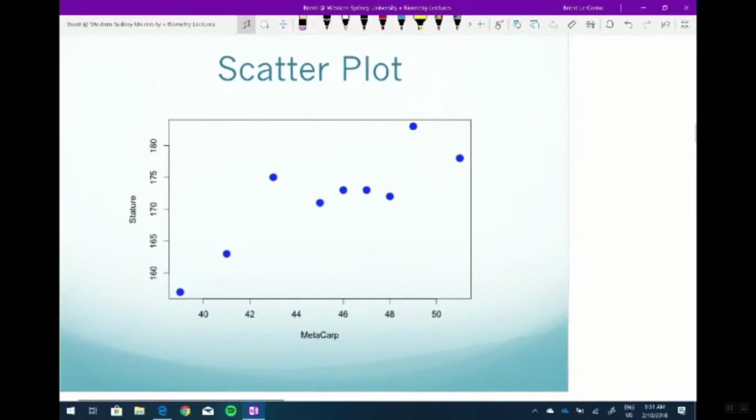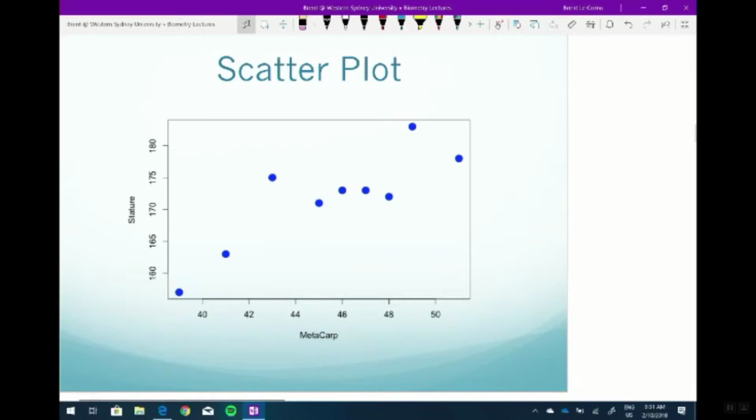So we're going to actually apply this now. This was our data, 9 points of data, length of metacarpus, and stature, a person's height. Looking at that, is the correlation coefficient going to come out to be positive or negative? That's the first question I want to ask you. Positive, right? It's sloping up. As metacarpal length increases, height also increases. There's a positive relationship between the two variables.